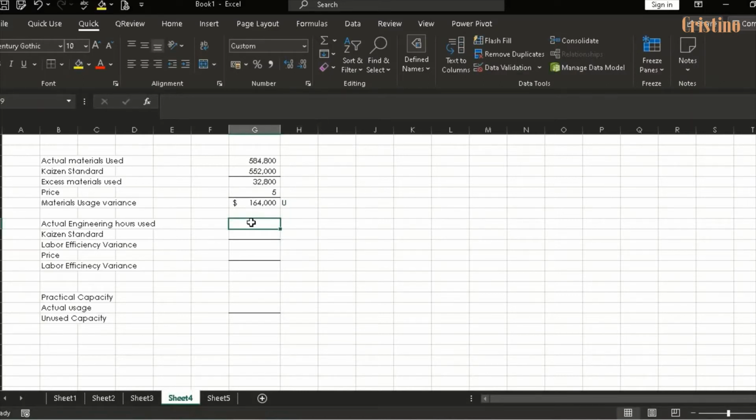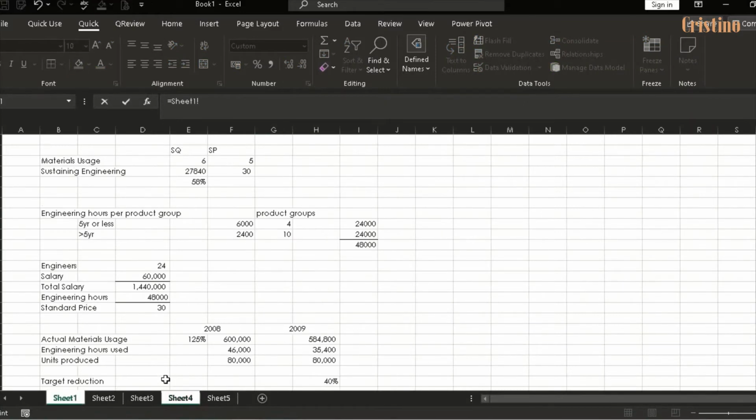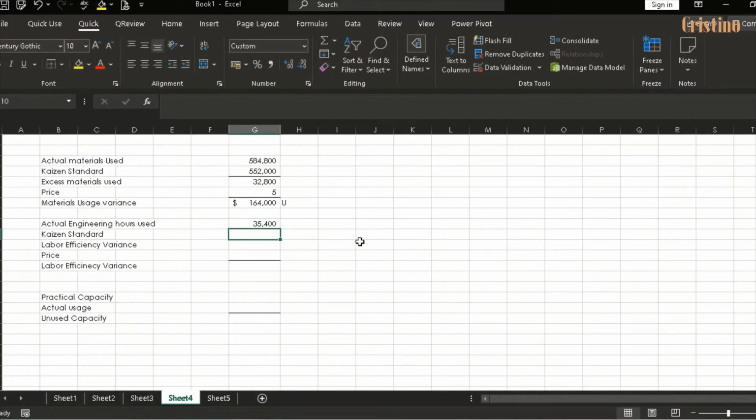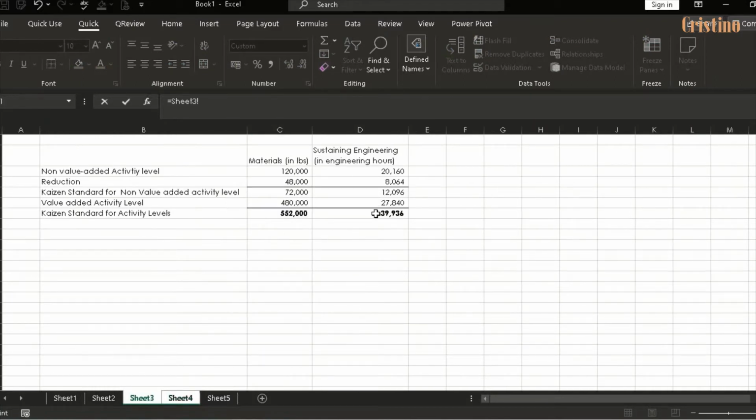To calculate the labor efficiency variance, we're going to get the actual engineering hours used, which is 35,400, and the Kaizen standard for the engineering hours is equal to 39,936.